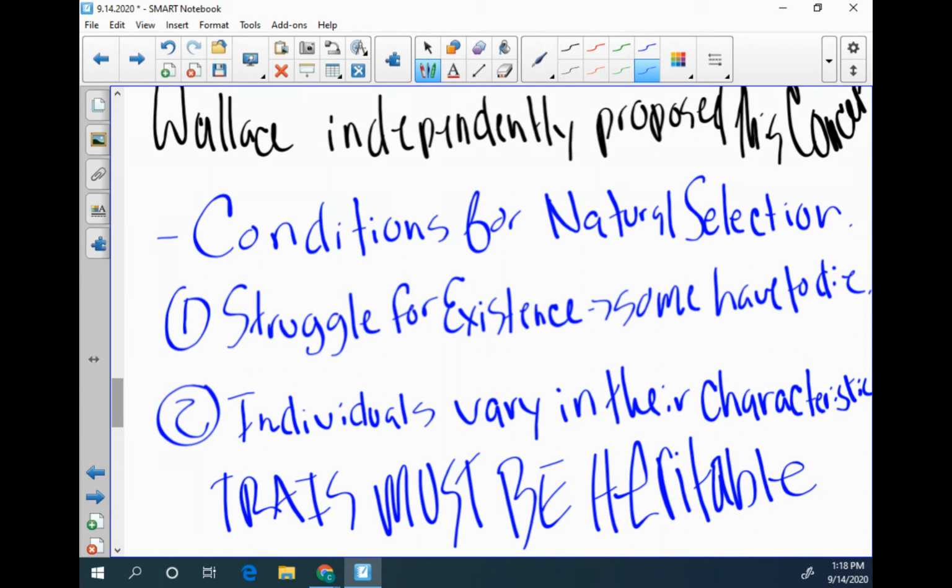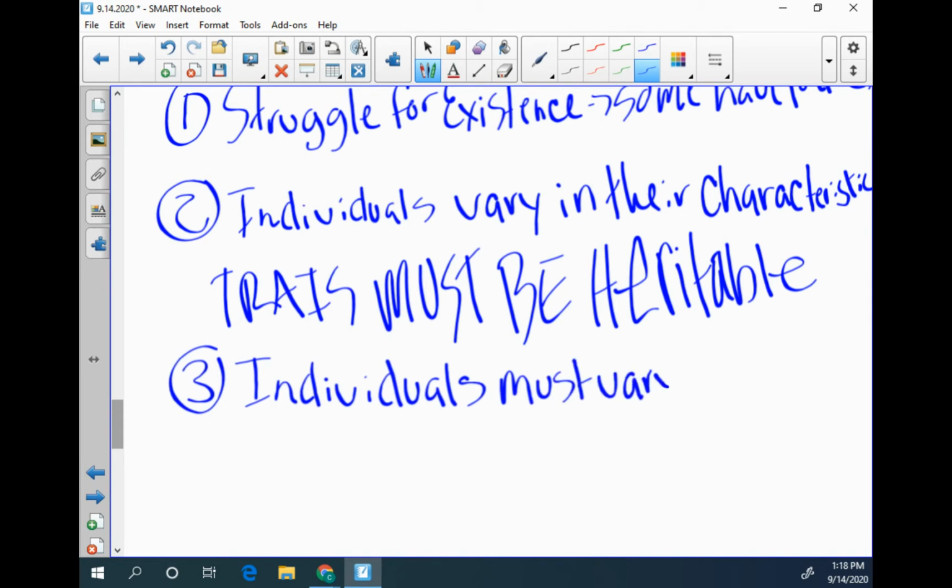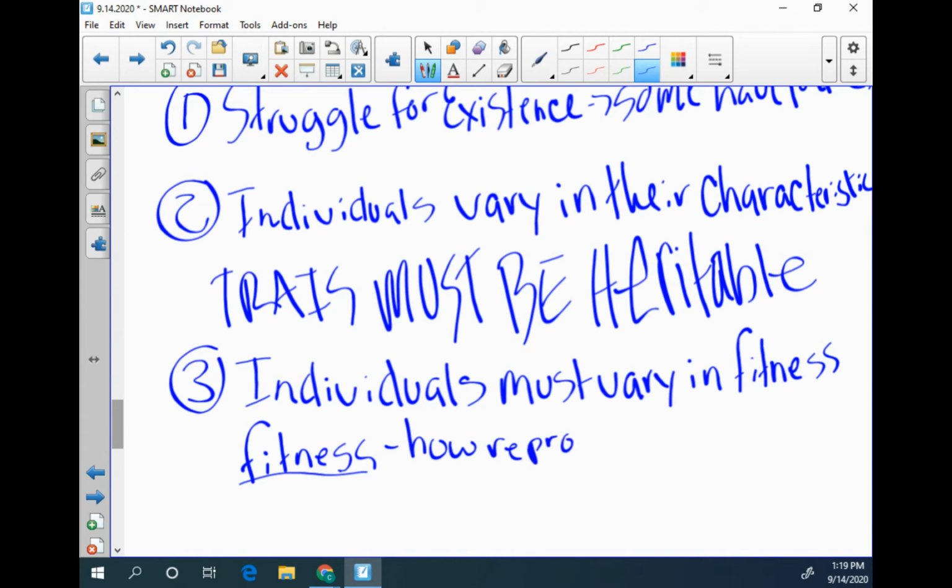Number 3. Individuals must vary in fitness. What is fitness, you may ask? It's not quite like the fitness we think about. People going to the gym, inhaling protein powder by the gallon, right? Fitness is just how reproductively successful an organism is in its environment.